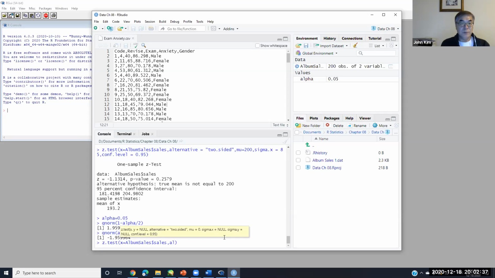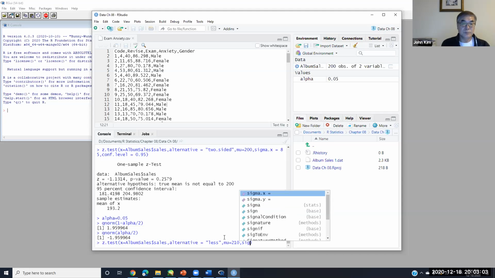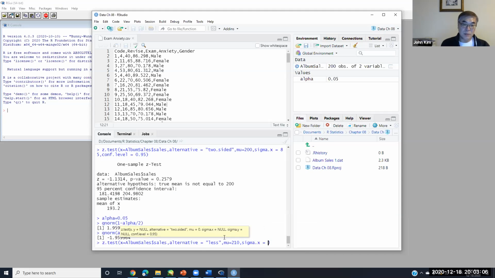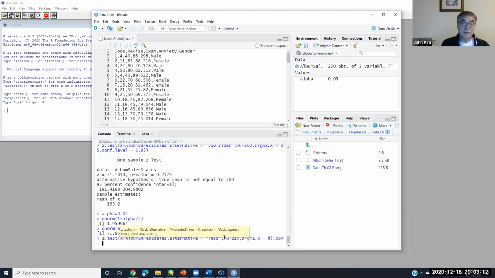The alternative is less, because it is now left tail, left one tail, lower tail. Less, and then mu equals 210, sigma.x equals 85, then the confidence level is 0.99, and enter.